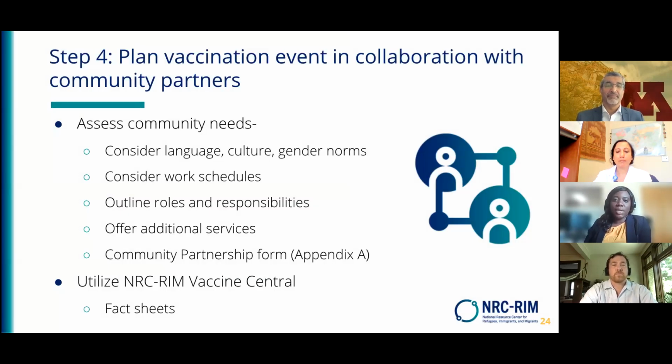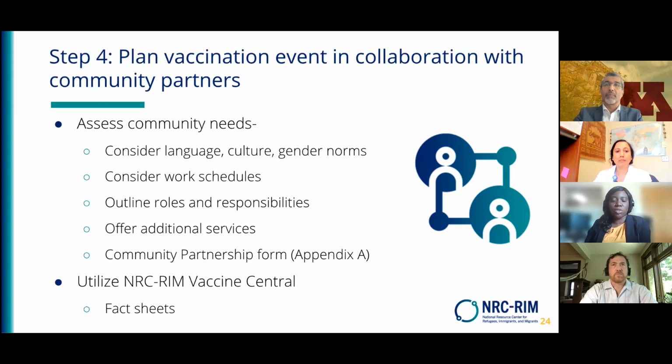Step 4 would be planning the vaccination event as we're collaborating with community partners. For this, the very important thing we want to do in the beginning is assess the community's needs. You're partnering with community partners, but you're not just going in and saying, okay, it's vaccination. You want to know from their end, what are their needs? Are there language needs that you should take into consideration, so that you have people that speak that specific language and you're able to accommodate for that? Are there additional cultural needs?